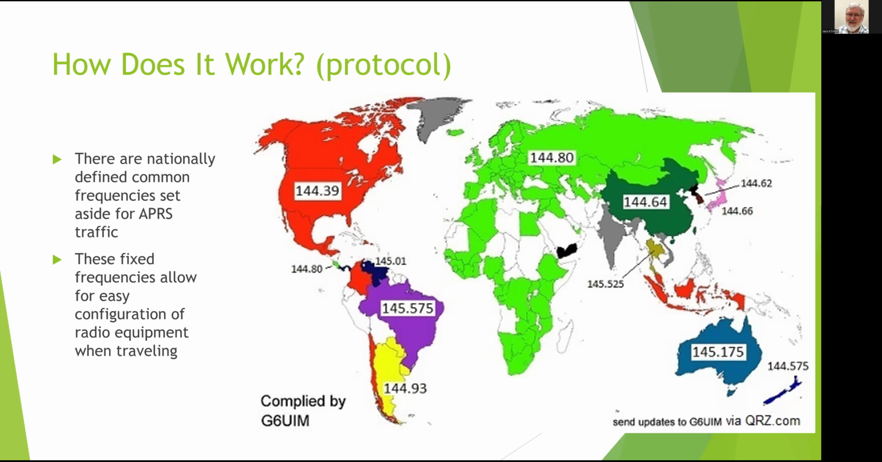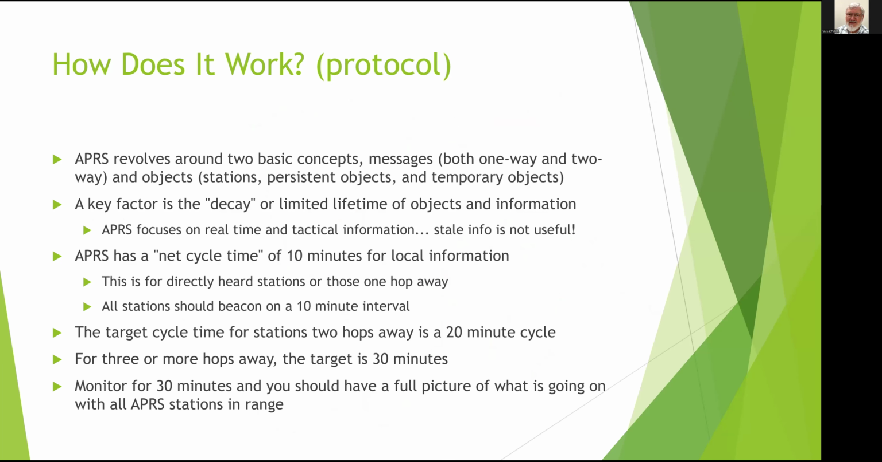That is good and it's bad, right? And we'll talk more about why in a minute. So APRS revolves around two basic concepts. There's messages, which can be both one-way and two-way messaging, and there's objects, which can be things like stations, temporary objects, anything like that. One of the big factors in APRS is the decay or limited lifetime of objects and information. Remember, if it's not current, it's not useful.